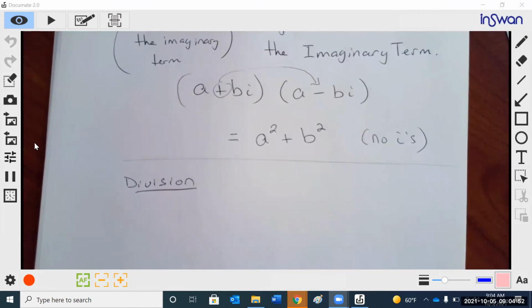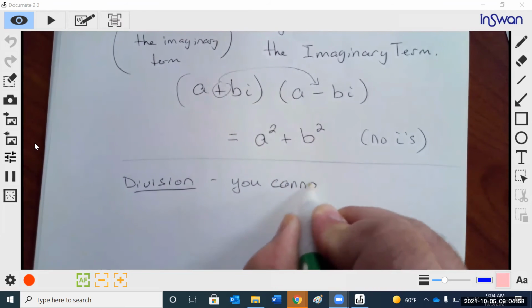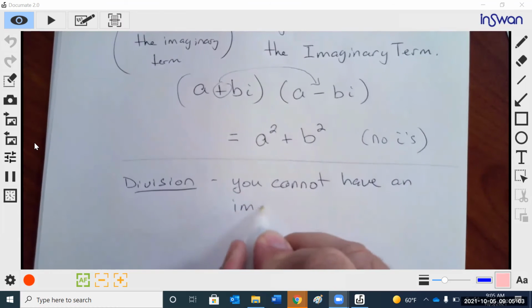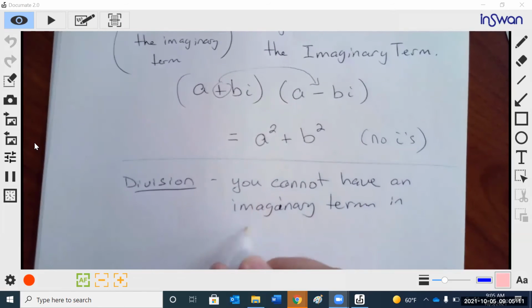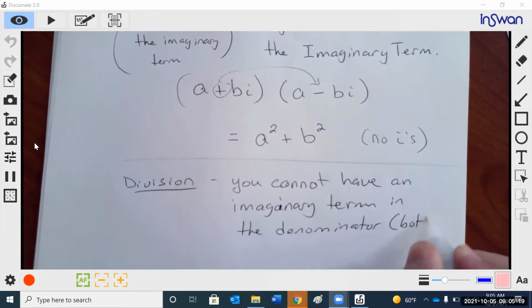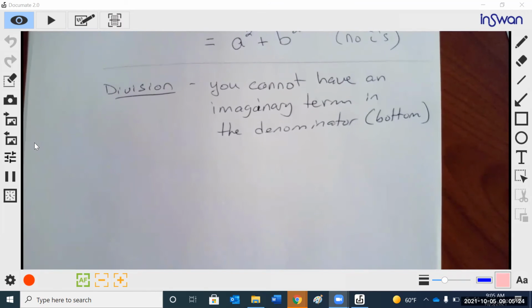Division. The only rule in division, you cannot have an imaginary term in the denominator. The bottom. Whenever you deal with fractions with complex numbers, you cannot have an i on the bottom. So we have to get rid of it.